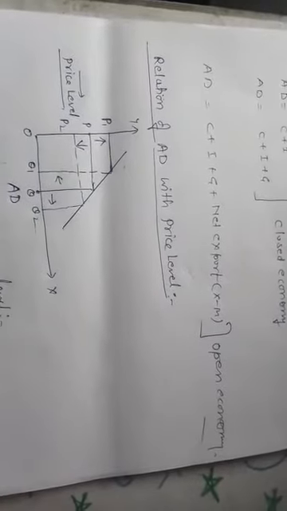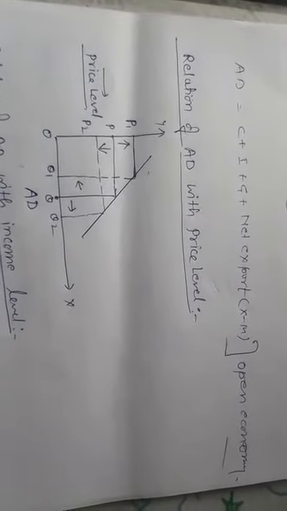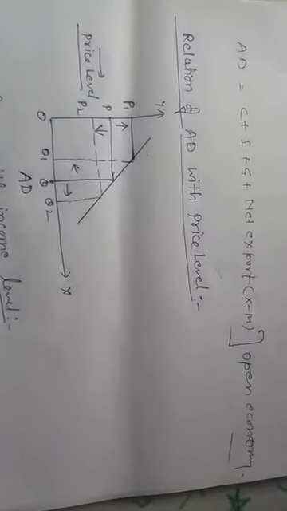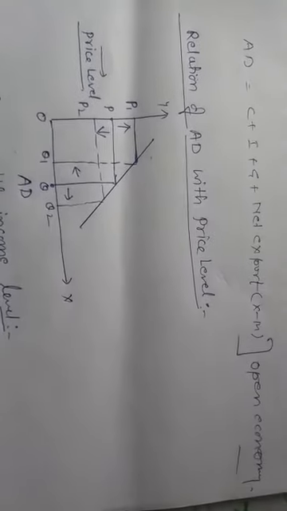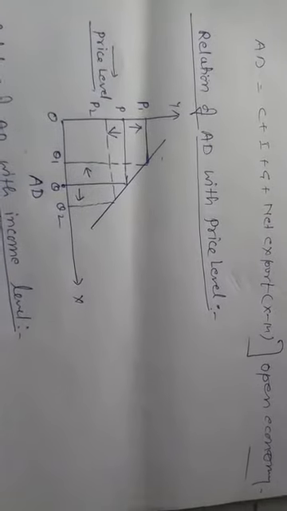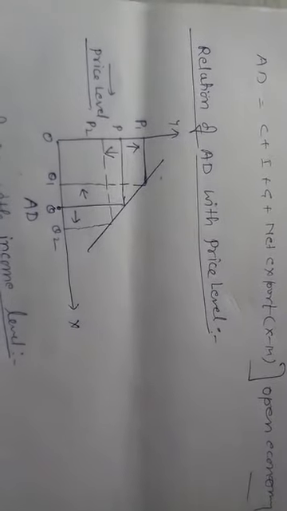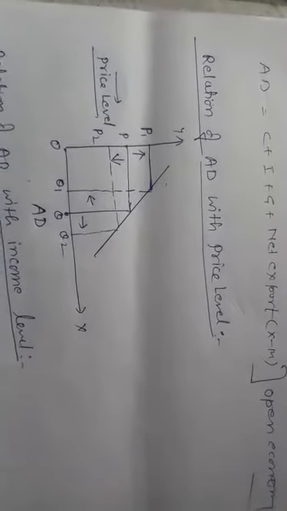Now we will discuss the relation of aggregate demand with price level. As shown in the diagram, if P is the initial price and Q is the initial quantity, when the price shifts from P to P1, it means when the price increased, the quantity decreased. It comes from Q to Q1. But when the price decreases, it comes from P to P1.